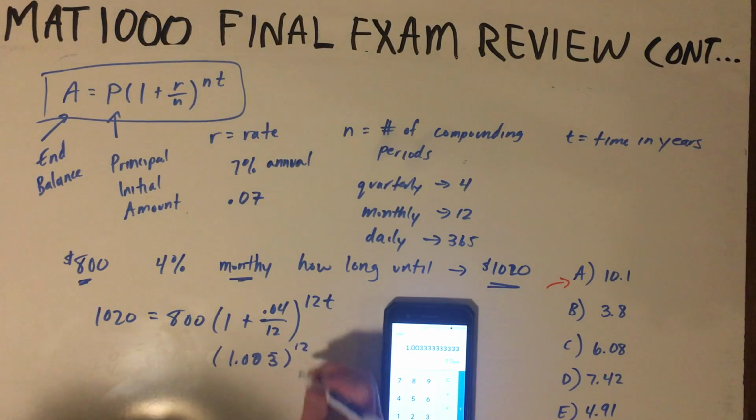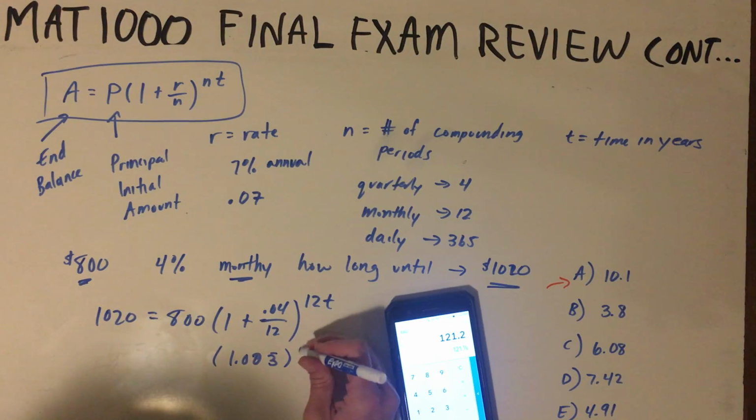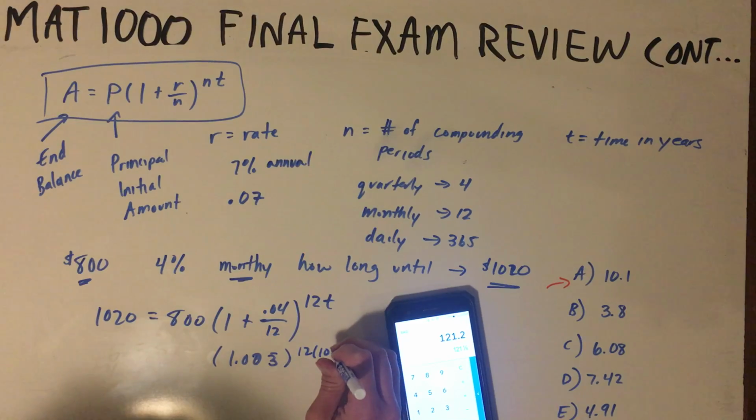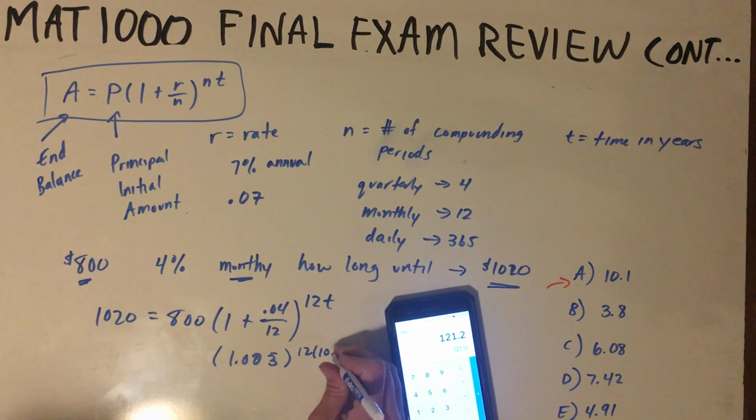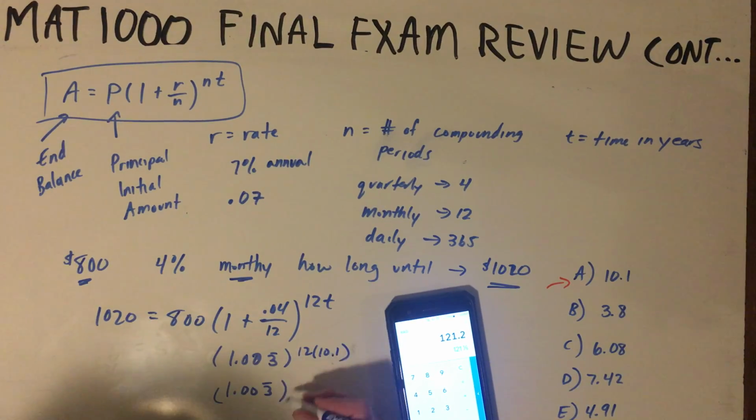Then I'm going to raise this to 12 times, in this case, 10.1. So let's calculate 12 times 10.1, which is equal to 121.2. So this is going to be this 1.003 repeating, raised to the 121.2.